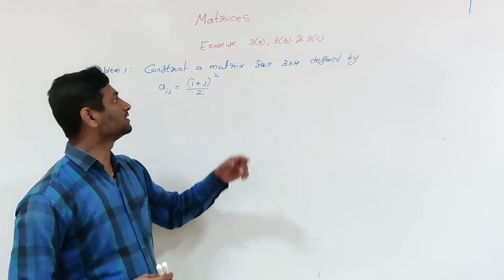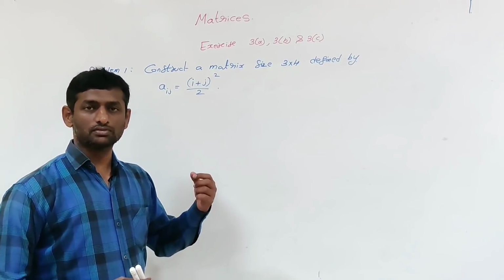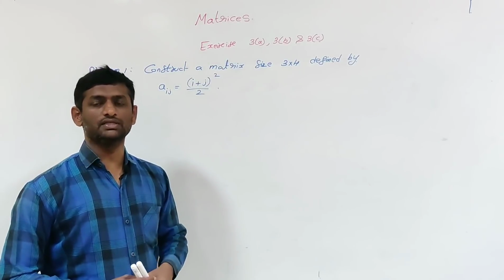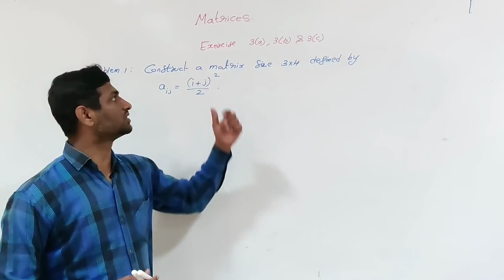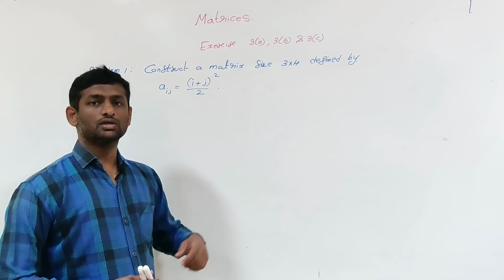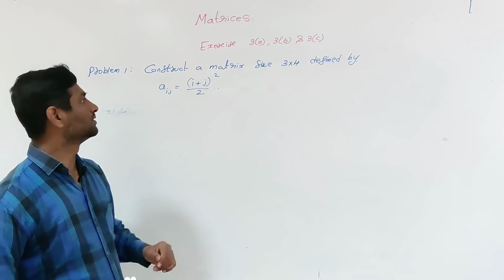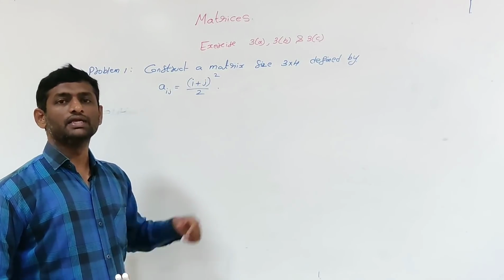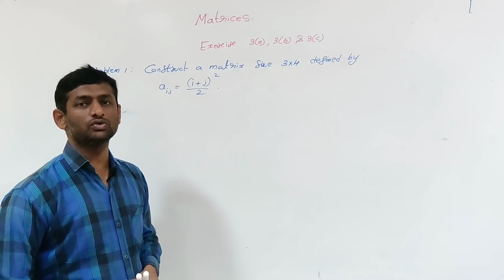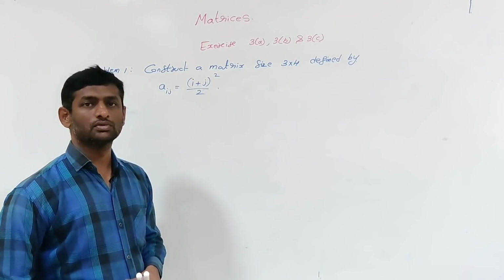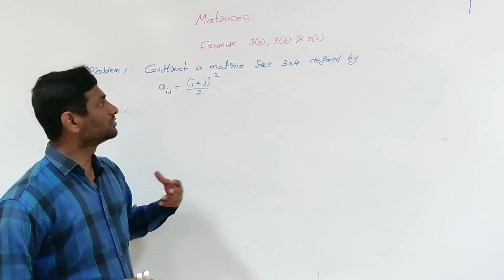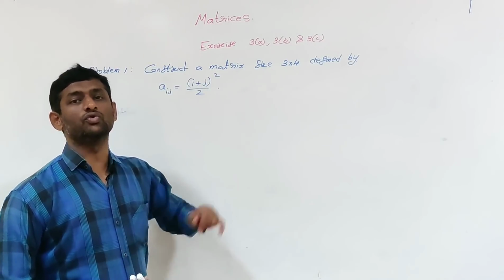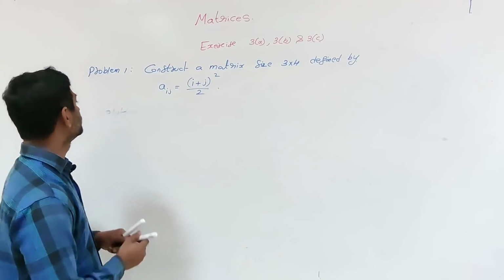In that book, the third chapter is Matrices. In that we'll go through exercises 3A, 3B, 3C and the problems related to them. So now we'll see problem number 1. Construct a matrix of size 3 by 4 defined by Aij is equal to (i plus j) whole square by 2. This means we have to construct a matrix which consists of 3 rows and 4 columns. So let's see the solution.